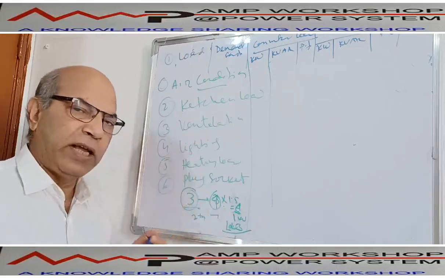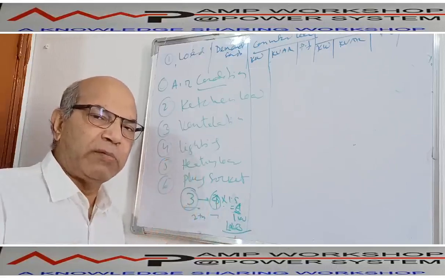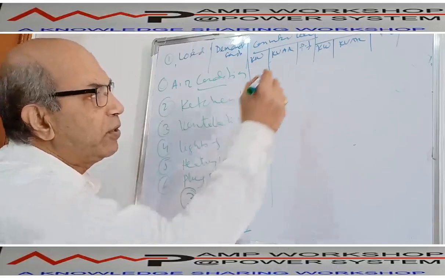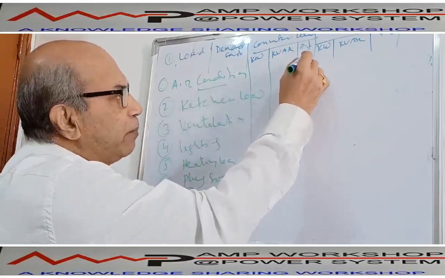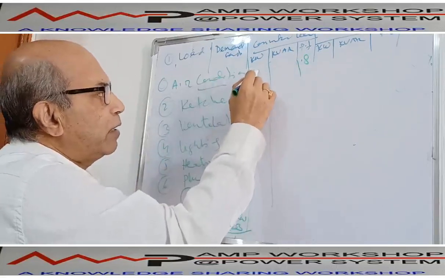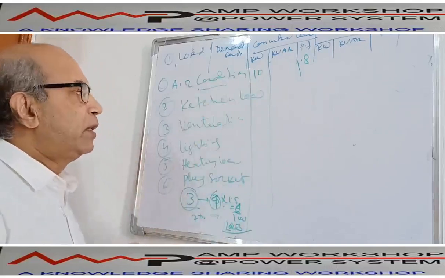And these are all single phase motors. So the single phase motor power factor is very poor, nearly 0.8. So if we consider a power factor of 0.8, the air conditioning connected load is 10 kilowatt. Okay. Similarly, now the kitchen.